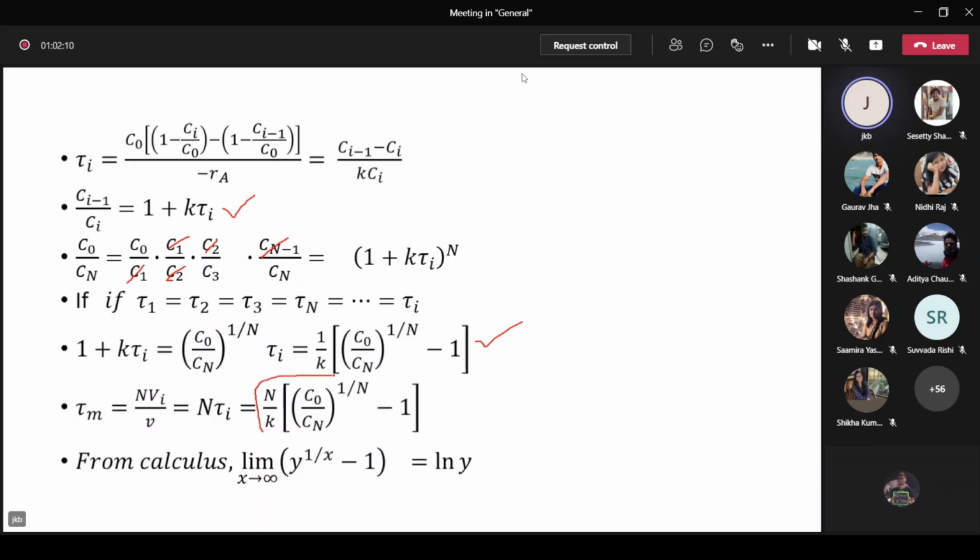And you will find in engineering maths, applying calculus to this type of function, that is, if you take the limit as x tends to infinity of a function y to the power 1 by x, where y is C0 by Cn and 1 by n is x here, it tends to ln y. If you take x tends to infinity, it is ln y. And what is y? y is C0 by Cn.